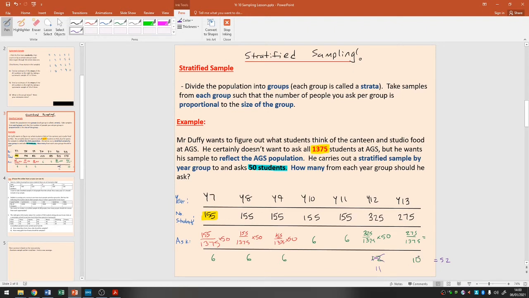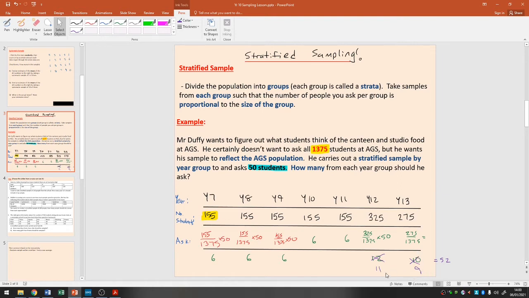I'd take one off the 13s. That's what I'd do as well, because that kind of maintains the proportion. It shows that the 7s to 11s are all equally represented, and the ones that had extra votes, we just cut a couple off of them, and now it's done.